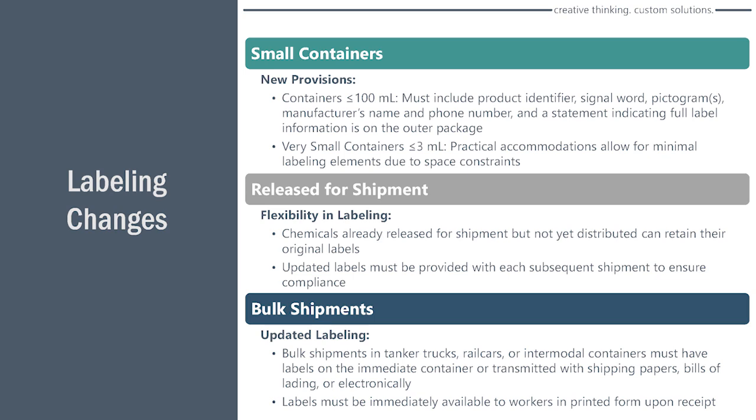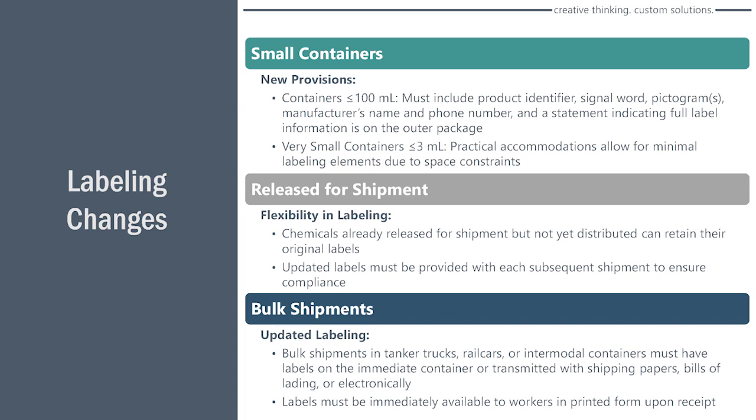If it is a very small container, which is less than 3 milliliters, practical accommodations allow for minimal labeling elements due to space constraints. And for that, from what I've been able to find in the interpretations and the training they've offered on the website, you still have to have the product identifier. You have to have the signal word and pictogram for the primary hazard. So if something is a carcinogen and it also is an eye irritant, then you're probably going to label it as a carcinogen rather than an eye irritant, because the most serious hazard or the primary hazard would be that it's a carcinogen. So they did have some caveats in there for the chemical manufacturers.